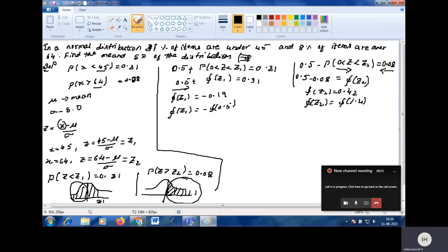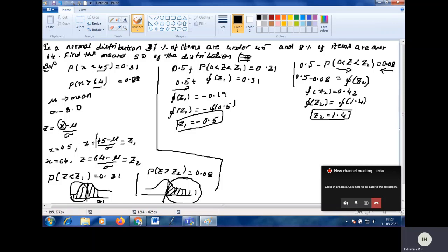So if phi of z1 is equal to minus phi of 0.5, therefore z1 is equal to minus 0.5. If phi of z2 is phi of 1.4, therefore z2 is equal to 1.4. We got the value for z1 and z2. By making use of z1 and z2, we have to calculate mu and sigma. How to calculate mu and sigma?